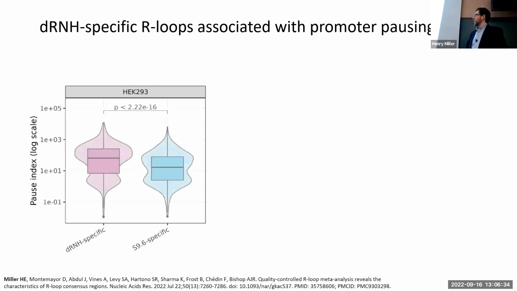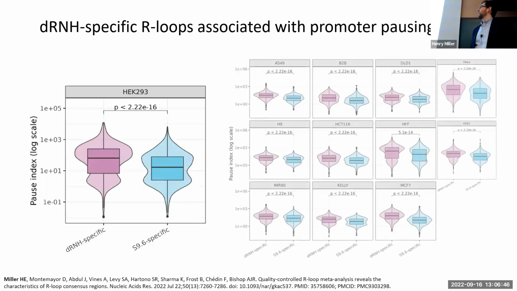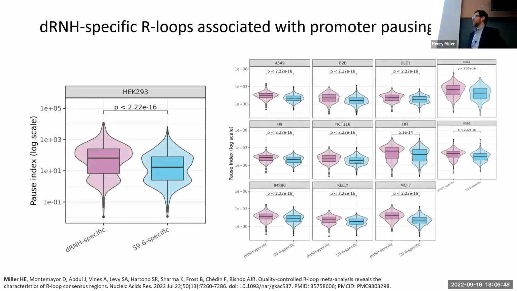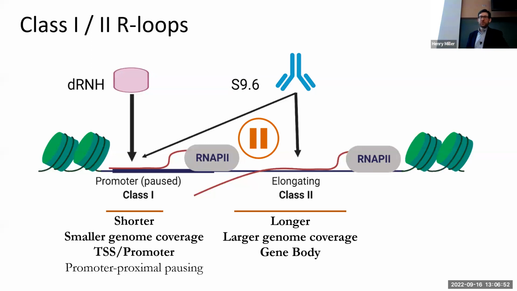In looking at the results here, we see that in fact, yes, the DRNH-abundant R-loops are in more paused genes. And not only do we see that in HEK293 cells, as you can see here, we also looked at another 11 cell lines and saw very similar results. So coming back to our model, that really does seem to suggest that, at least in the data we were able to process, this model is sound.